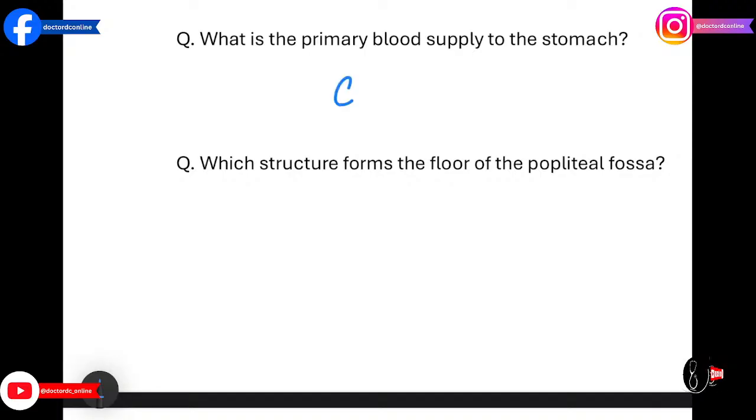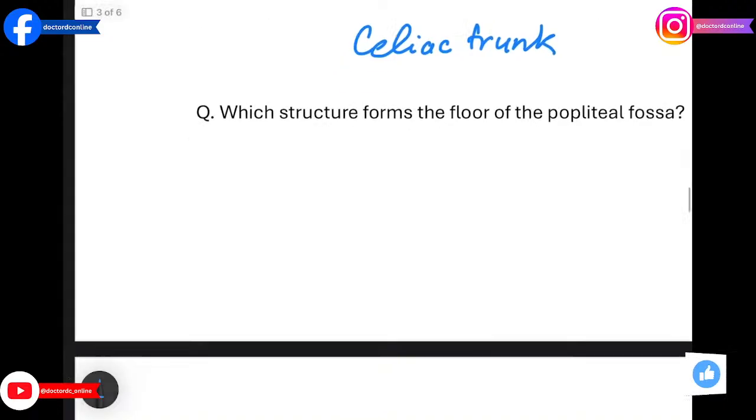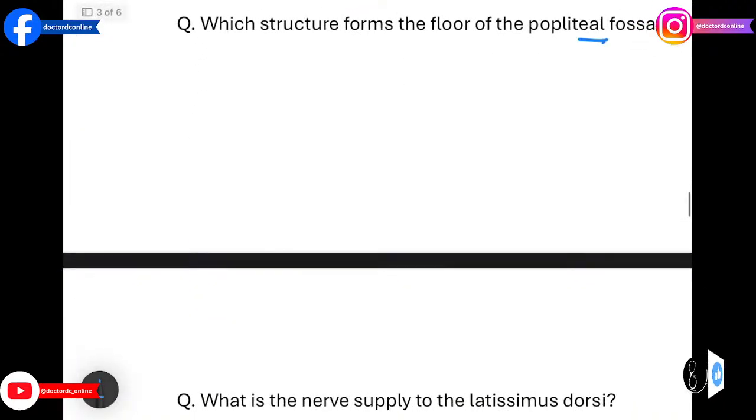The next question is what is the primary blood supply to the stomach? And the answer is the celiac trunk. Its branches, left gastric, splenic, and common hepatic, supply the stomach. The next question is which structure forms the floor of the popliteal fossa? And the answer is the popliteus muscle, because it lies deep to the fossa, aiding in knee flexion and rotation.